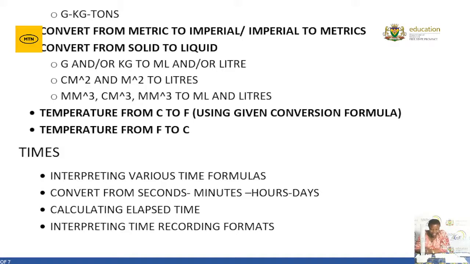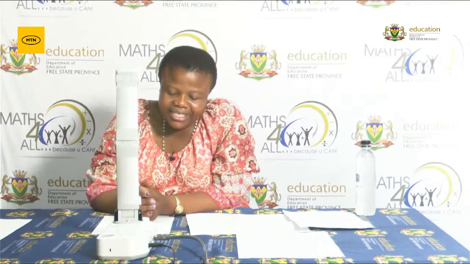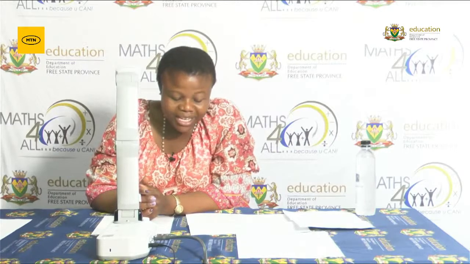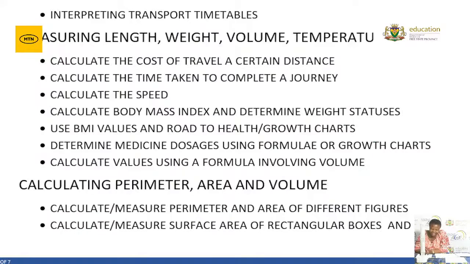And then we also have the other one, which is interpretation of transport timetables. With transport timetables, we have different types of transport. We have the trains, we have the buses, we have the taxis. A taxi can travel at any time. But because it's public transport, it depends on the destination. If the town is a small area, there's a time that the taxi will depart to the destination of the passenger's choice. And then there will be a time again when the taxi will come back.